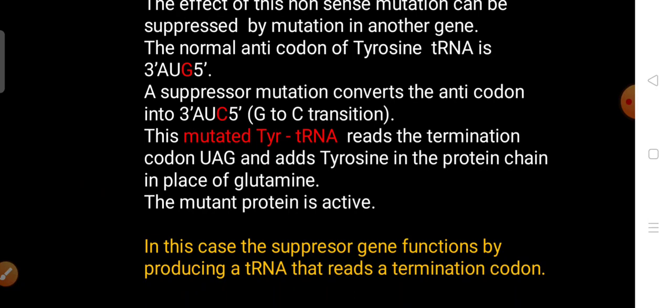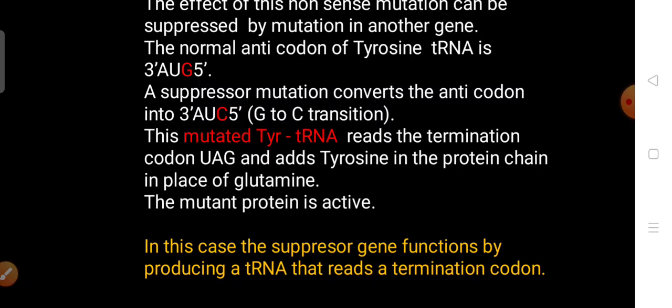Okay, so where originally in the wild type chain there was glutamine, now because of mutation it was converted into a nonsense mutation and polypeptide chain synthesis stopped. So alteration was done in the tyrosine tRNA such that the mutated tyrosine tRNA reads the termination codon and the amino acid tyrosine is added in place of glutamine, and the rest of all amino acids will be the same. Okay, so the mutant protein regains activity.